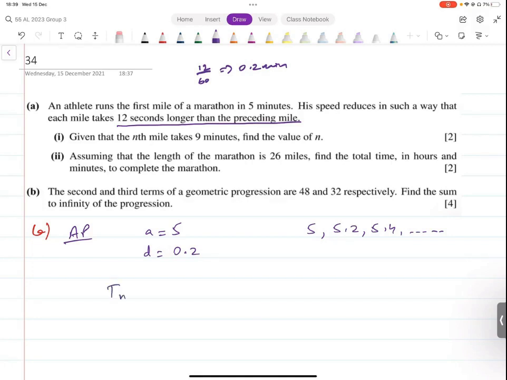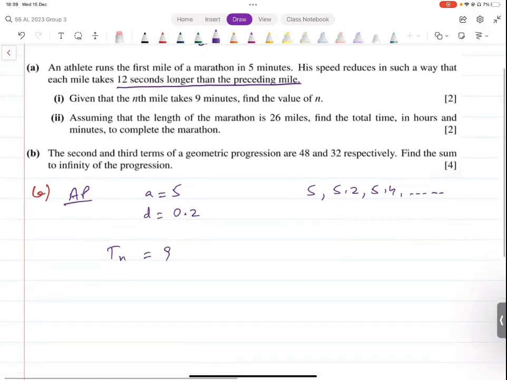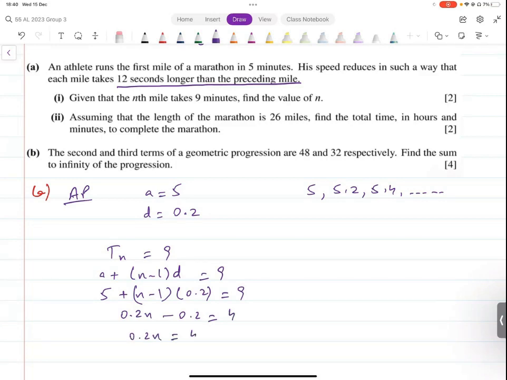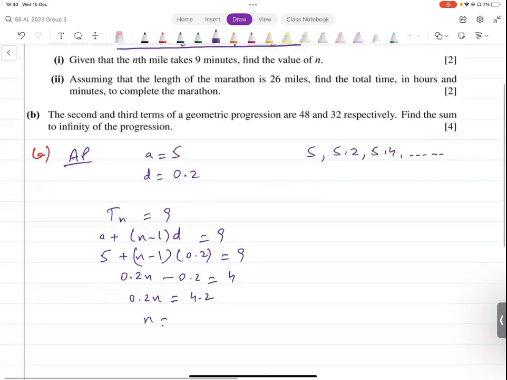So Tn is equal to 9. The nth term is equal to 9. Nth term formula for AP, what's that? That's a plus n minus 1 times the difference, that equals 9. You know the value of a is 5, n is unknown, so you have to figure it out, into the difference 0.2, that equals 9. From here you'll get the value of n. 0.2n minus 0.2 equals 4. 0.2n equals 4.2 and n equals 21.